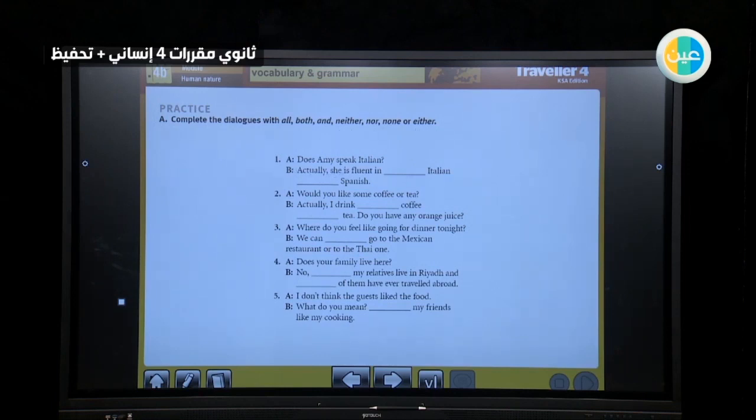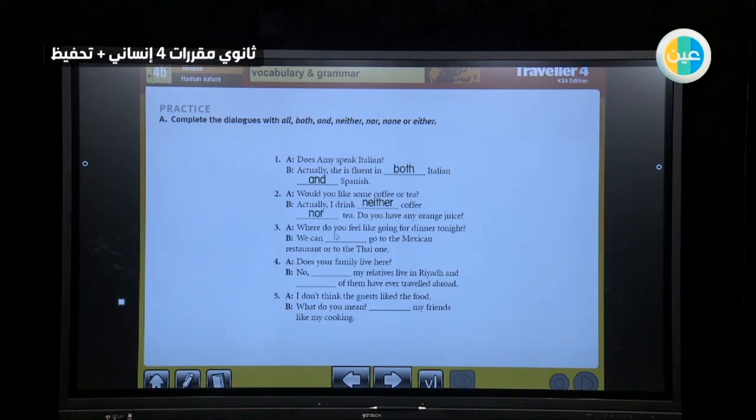Does Amy speak Italian? Actually, she is fluent, speaking very well in Italian and Spanish. So we think it is just two. So here we say both Italian and Spanish. Would you like some coffee or tea? Actually, I drink neither coffee nor tea. Do you have any orange juice? Maybe he is looking for something not coffee or tea. So we have here a negative meaning. We can use neither coffee nor tea.